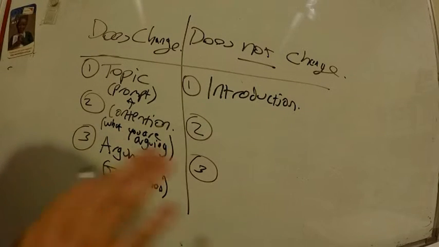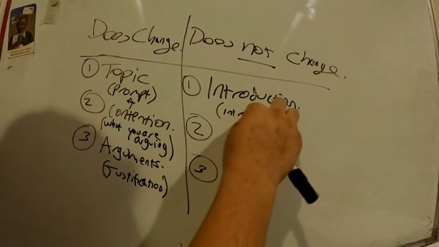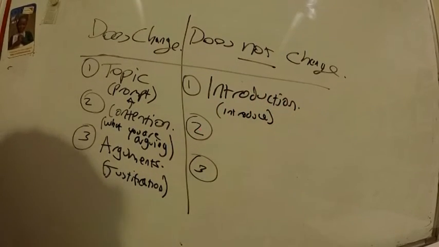So, what exactly is an introduction? Well, we look at the root word. What is the root word of introduction? It's introduce. What is the role of the introduction? The role of the introduction is to introduce. The place that trips people up is what exactly does the introduction introduce?